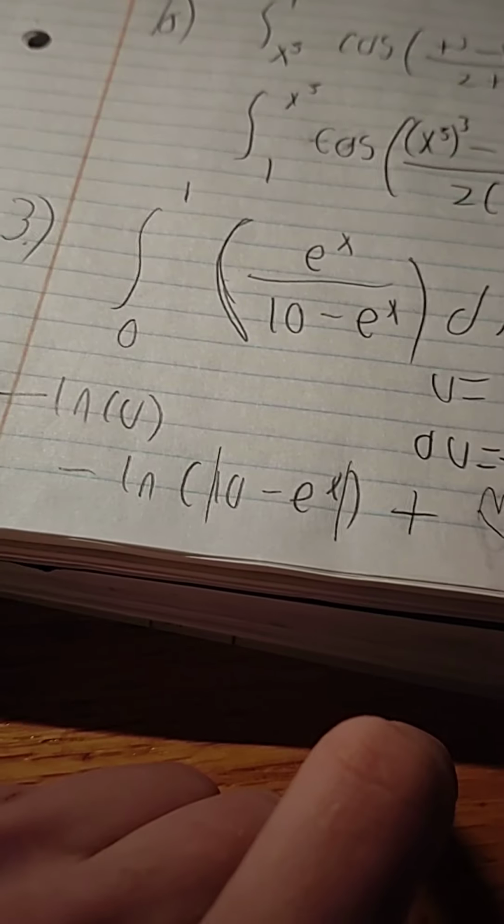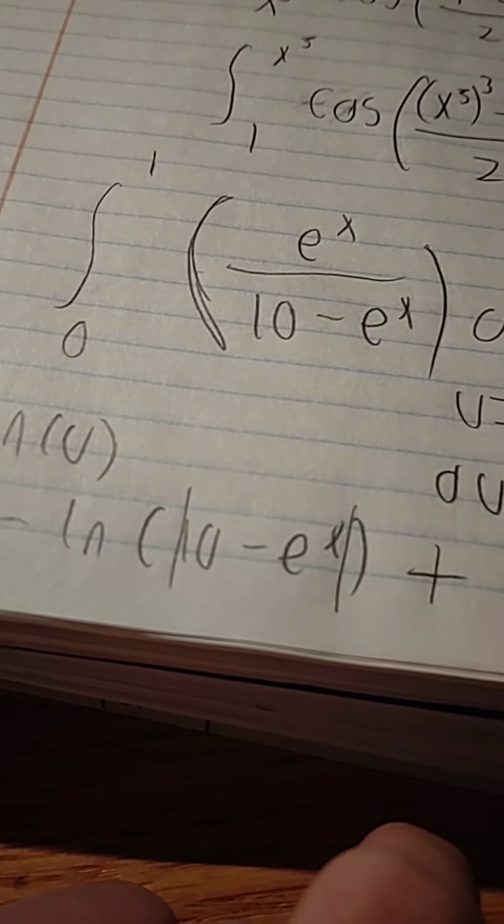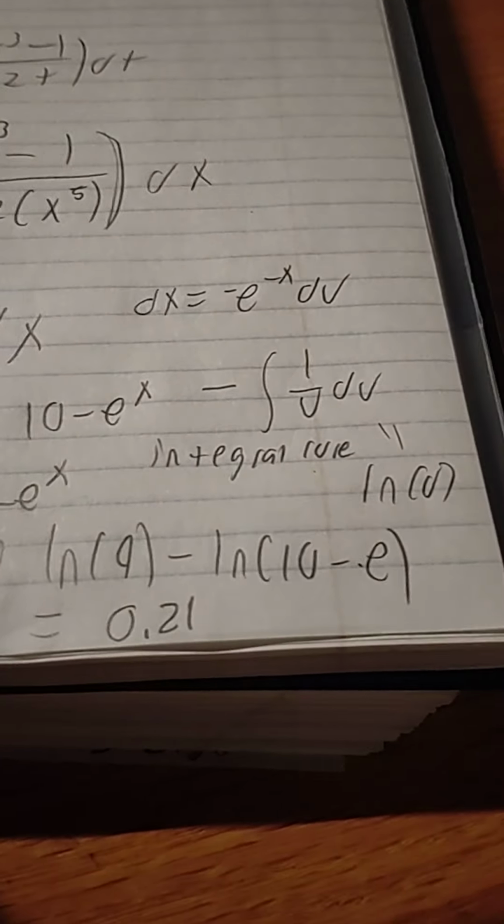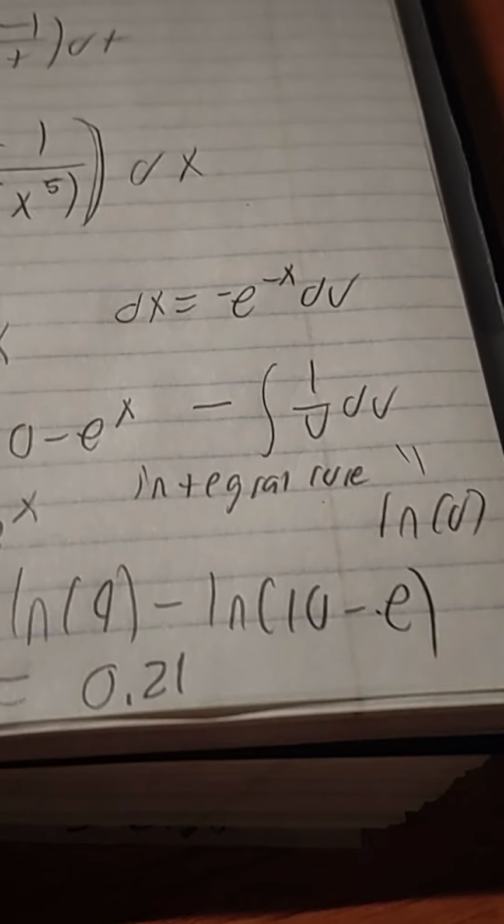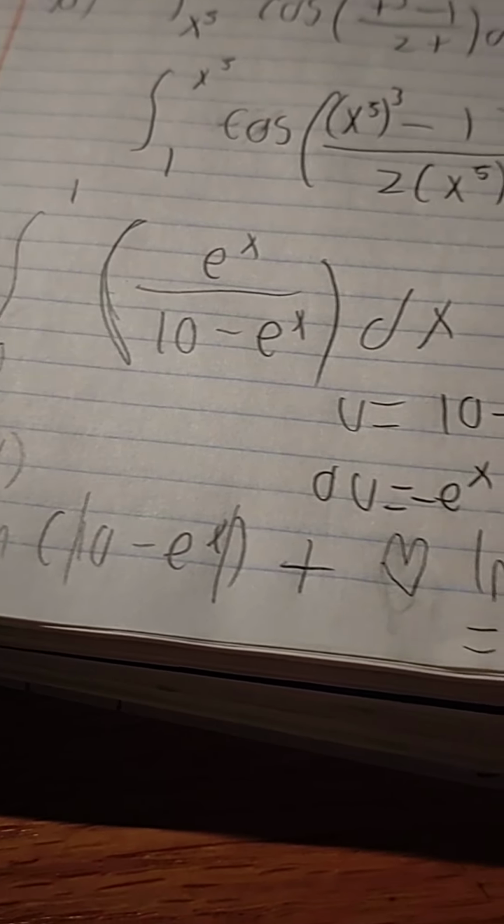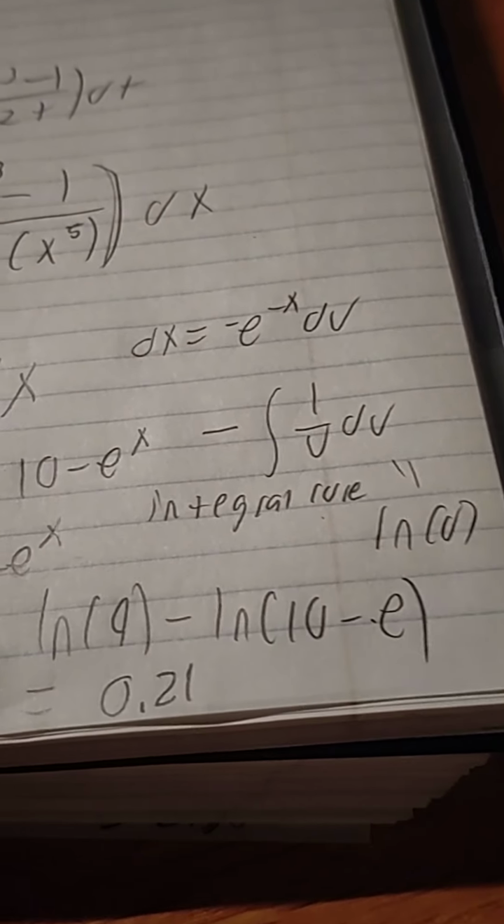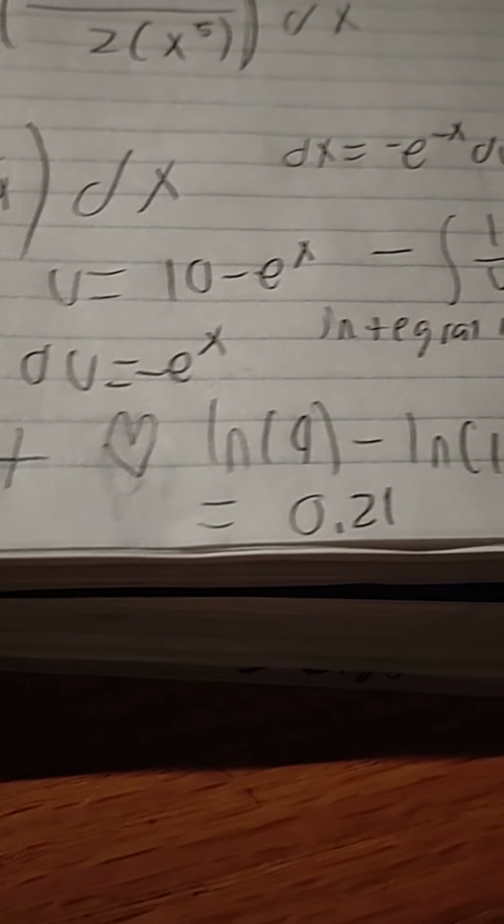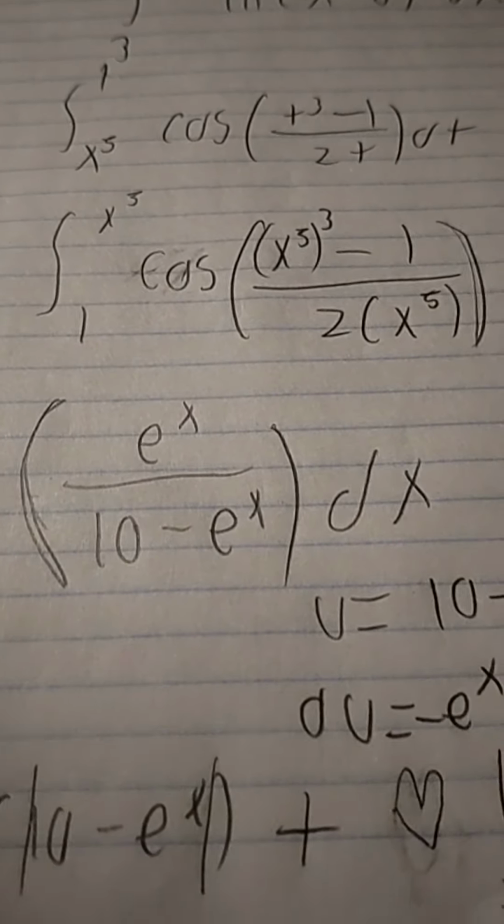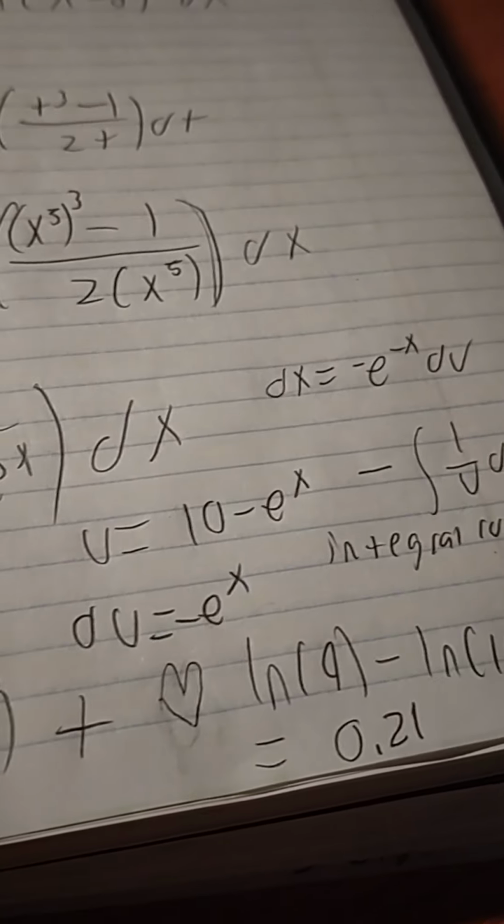But then we need to evaluate this with respect to the integral itself. So then we have ln of 9 minus ln of 10 minus e, and that equals 0.21, and that is the definite integral from 0 to 1 of e to the x over 10 minus e to the x dx.